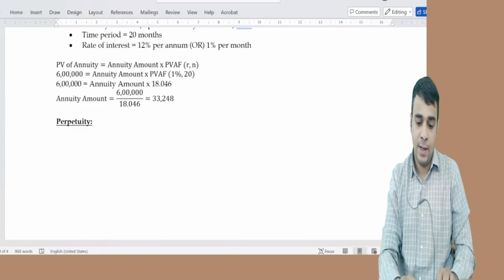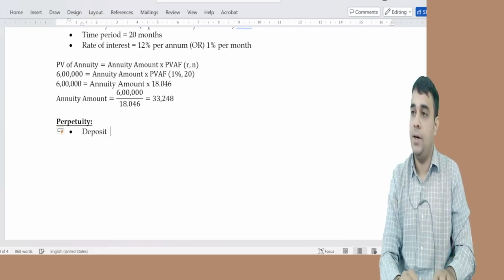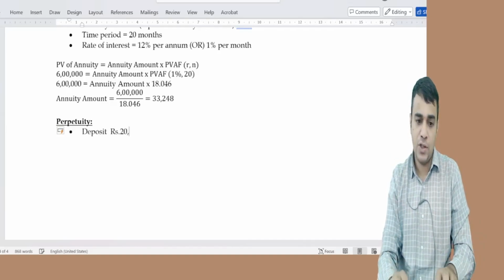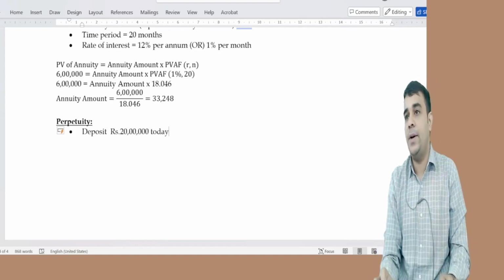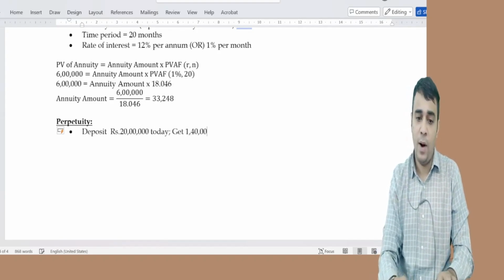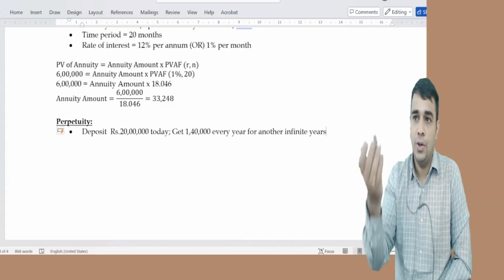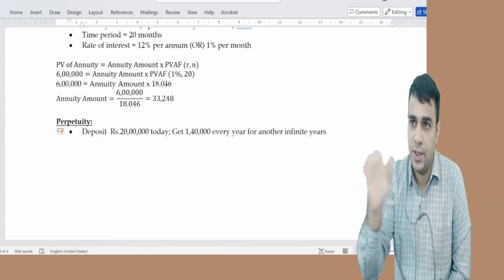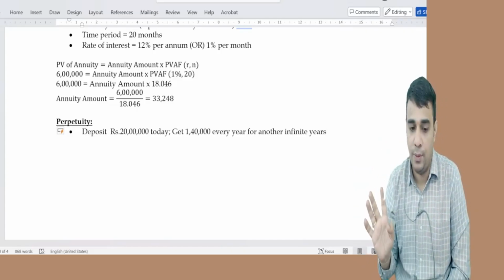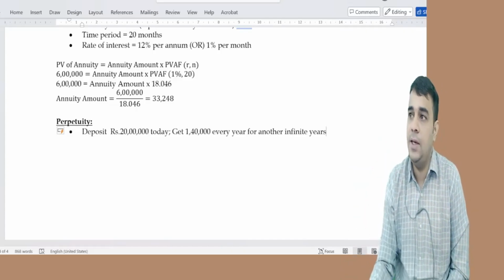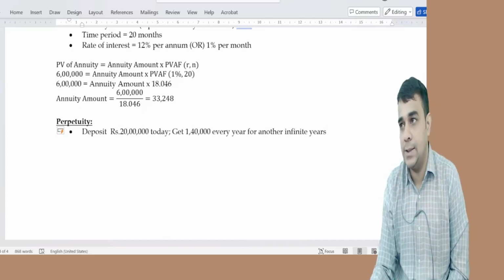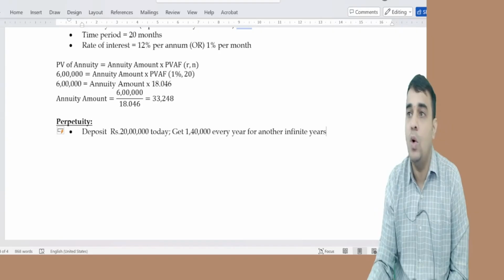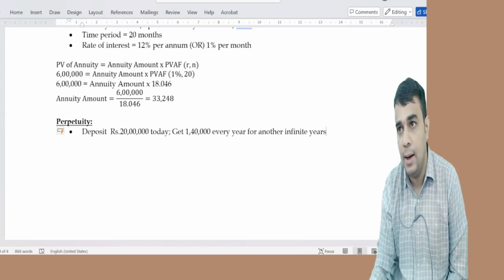Now, what is perpetuity? A bank, SBI, says deposit 20 lakh today, get 1 lakh 40,000 every year for infinite years. There's no end. No end means you will get it, the next generation will get it, and the next generation. Now, I want to know whether this is a good deal or a bad deal.